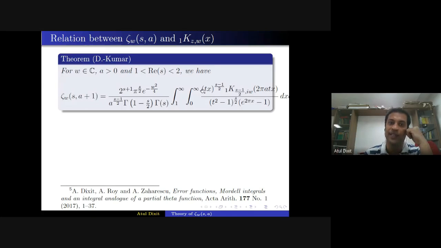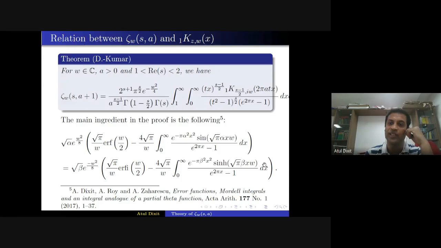Are they connected? The answer is yes, they are connected through this relation. And in order to prove that, one actually generalizes Ramanujan's formula that I had on the first slide. So you know, when w equal to 0, you know the formula for the integral analog of the Jacobi theta function. We have a generalization of that, and that plays a role in getting the relation between these two functions.